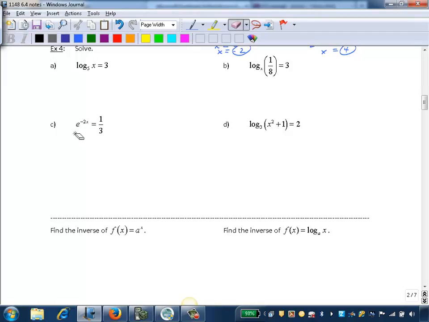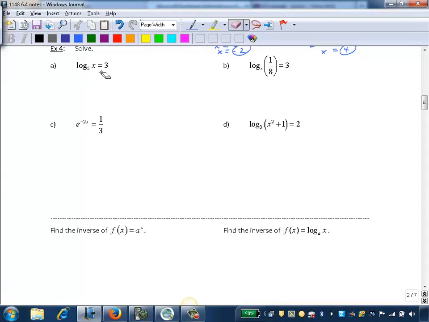Now part C is here. This is an exponential equation. And if you look at this exponential equation, the method we've used so far for exponential equations is to write both sides with the same base. Well, there's no way to write e and 1/3 with the same base. So because we can't write them with the same base, we need a different method. And it turns out logarithms will actually allow us to solve these exponential equations as well. So let's look at part A.